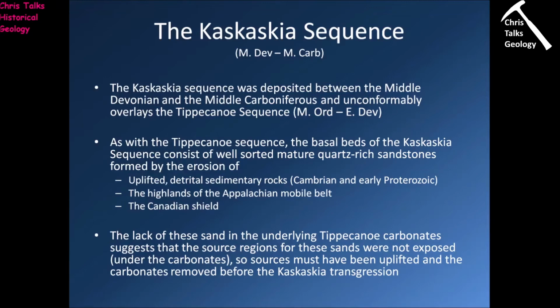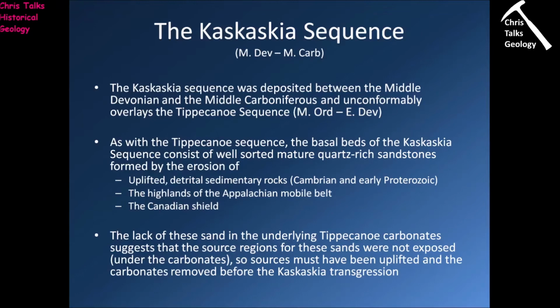and the sediment for these sandstones has been formed by the erosion of uplifted detrital sedimentary rocks associated with the Sauk, the Tippecanoe, and also just general erosion of the Precambrian basement rocks. We also have sediments being contributed by the erosion of the Appalachian Mobile Belt, so that's the Taconic orogeny, and we just have sediments generally coming from the erosion of the crystalline Canadian Shield, so all the granites and gneisses of the Canadian Shield.